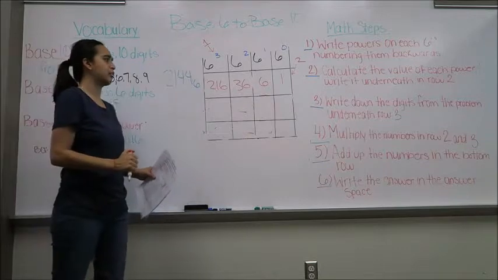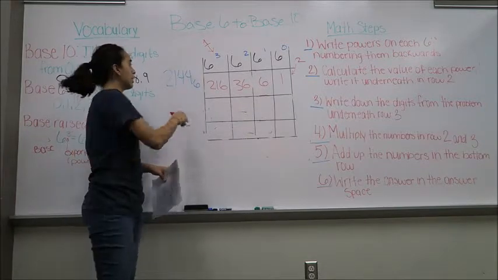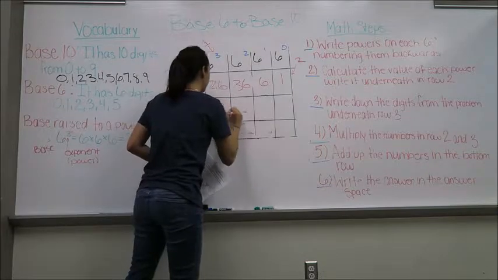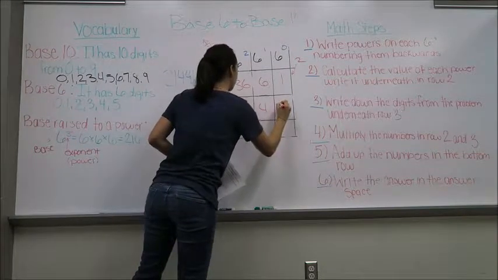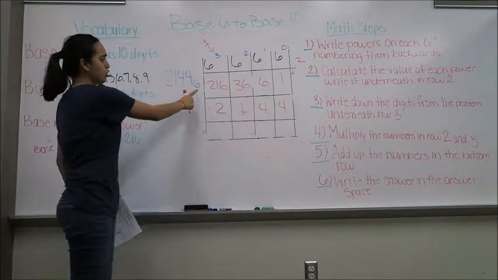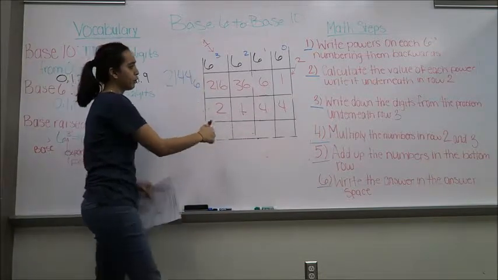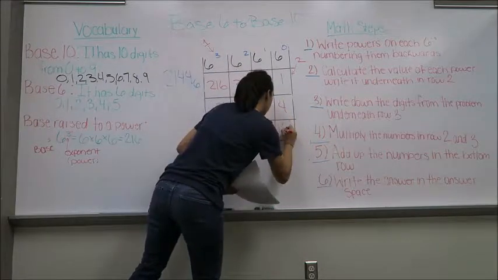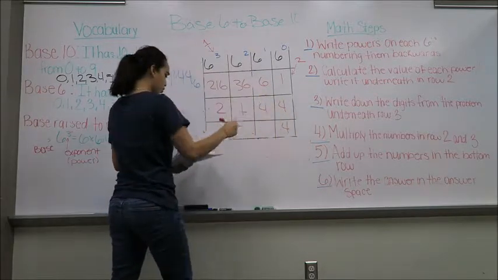Step 3. Write down the digits from the problem underneath row 3. We're going to write 2,144 right here in the third row. Multiply the numbers from rows 2 and 3. 1 times 4 is 4. 4. 6 times 4?